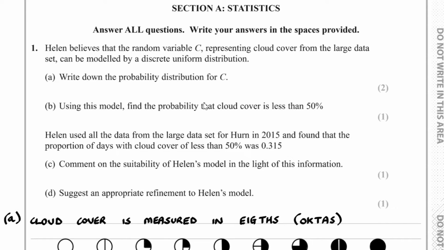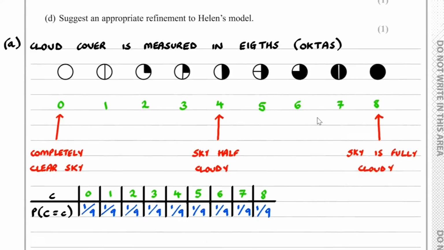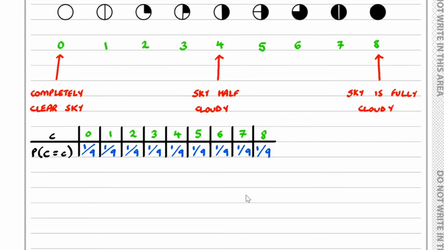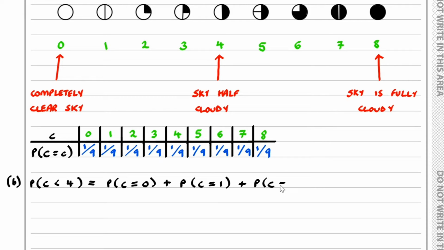Next, for part B, using this model, we have to find the probability that the cloud cover is less than 50%. For a cloud cover less than 50%, that's less than this 4 here. And so for part B, the probability that C is less than 4, that's equal to the probability that C equals 0 plus the probability that C equals 1 plus the probability that C equals 2 plus the probability that C is equal to 3. This is all less than 4. We've got 0, 1, 2 and 3.